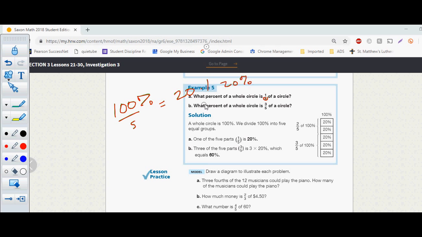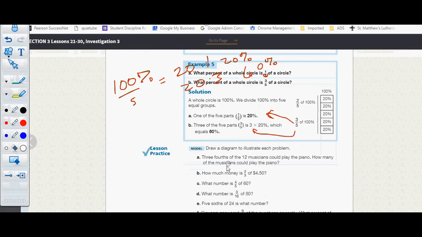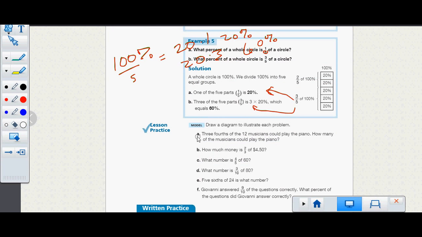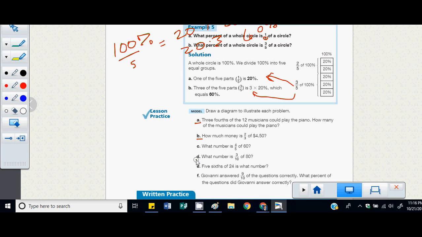Times 3/5 will be 60%. And they explain that right here, okay? So let's try A, B, D, F, please. Thank you.